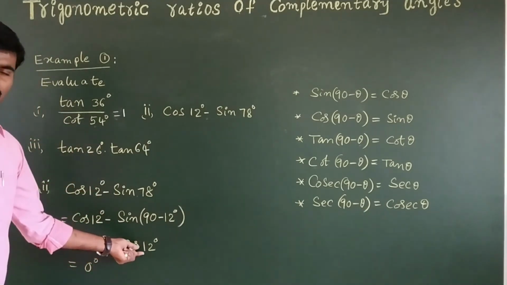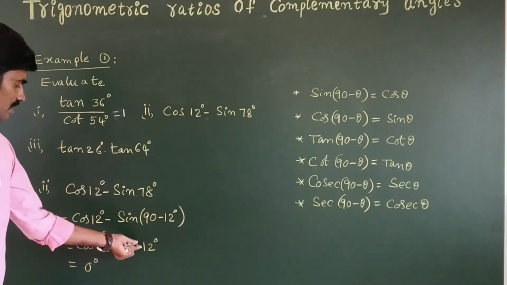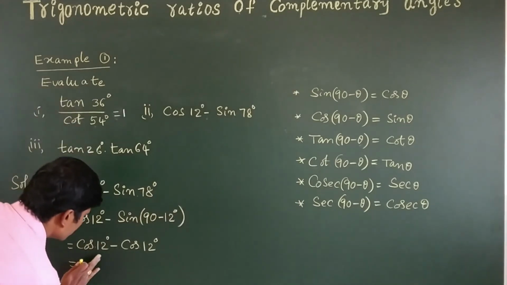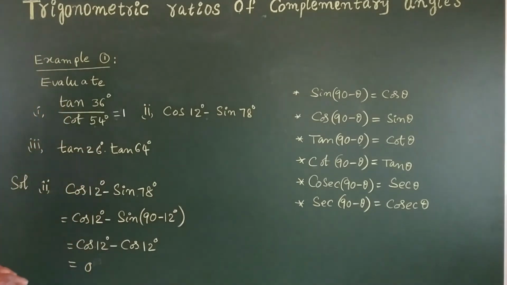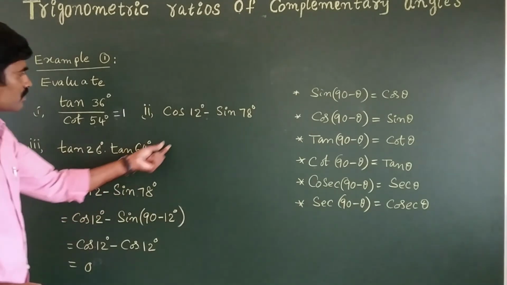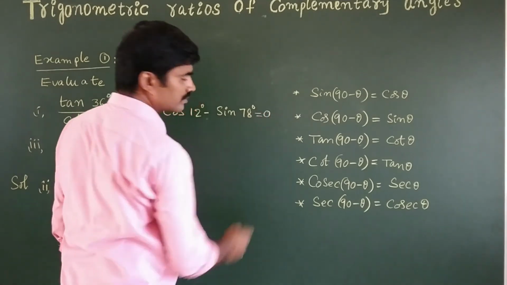x minus x is equal to 0. 1 minus 1 is equal to 0. Like that, cos 12 minus cos 12 is equal to 0. This value is only 0. So finally, cos 12 degrees minus sin 78 degrees is equal to 0.